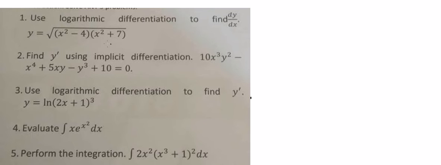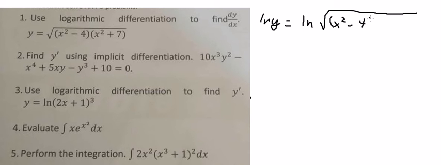Question number 1. We need to find the differentiation of this one. The question asks us to use logarithmic differentiation. So we put ln y, and you will get ln of the square root of s squared minus 4 multiplied with s squared plus 7.